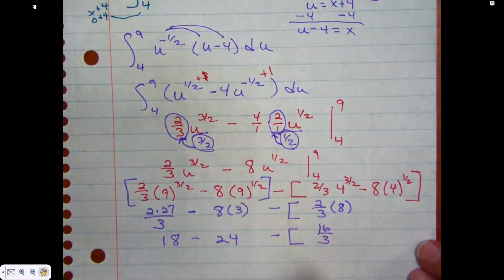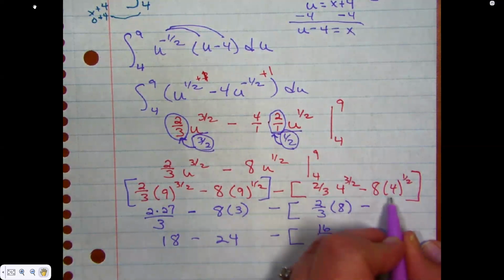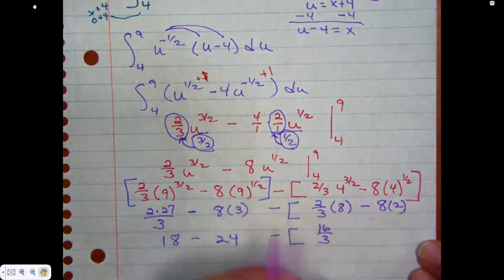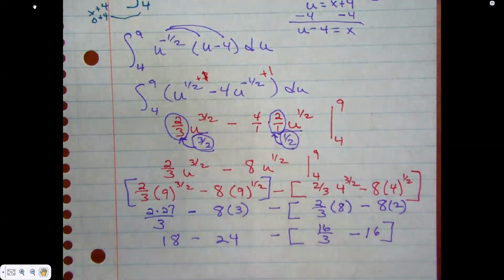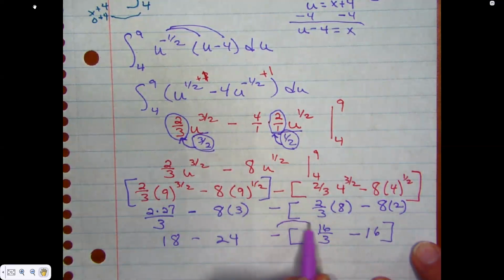All right, and then same thing, 1/2 means the square root. Make sure you do the square root first. So the square root of 4 is 2. So 8 times 2 takes us to -16. And then just be careful. These are still in brackets because we have to distribute that negative.